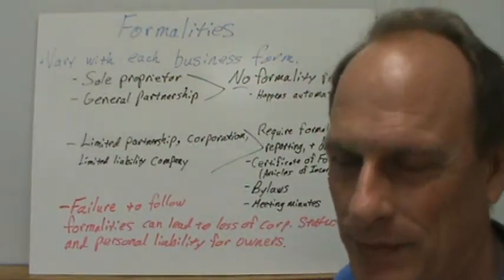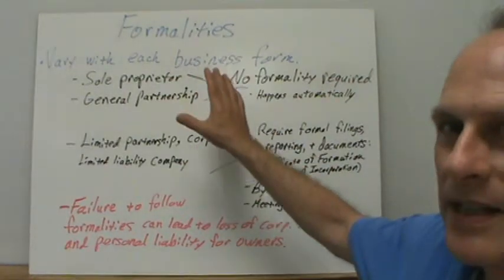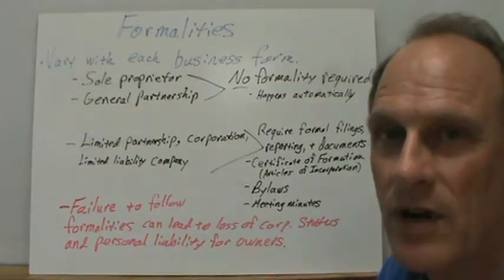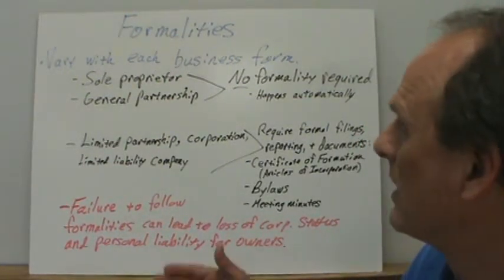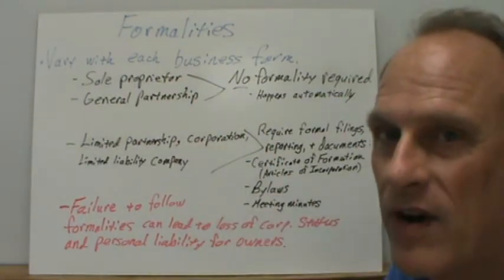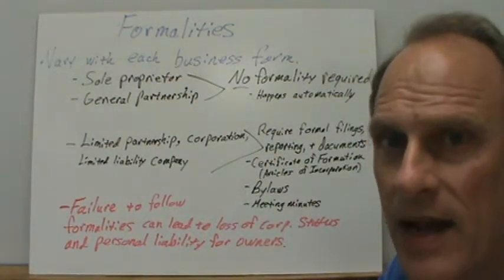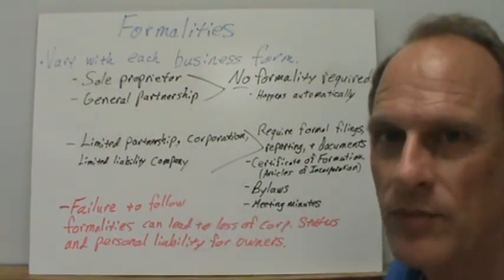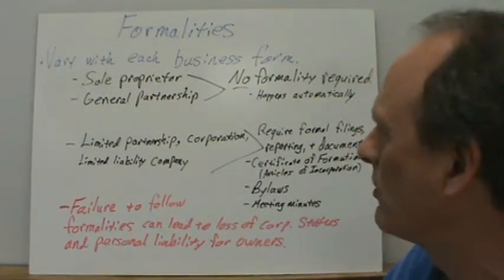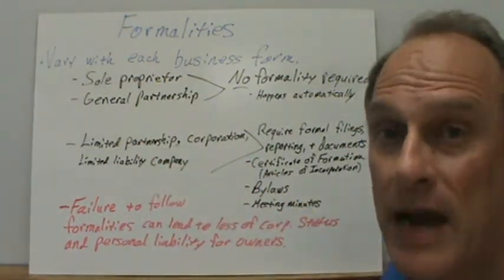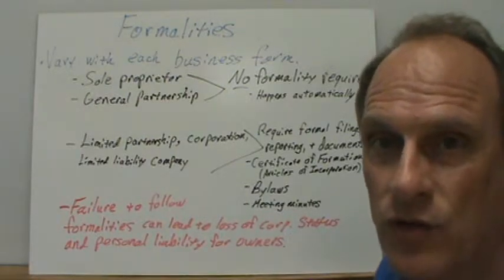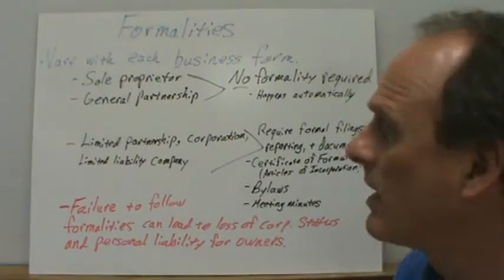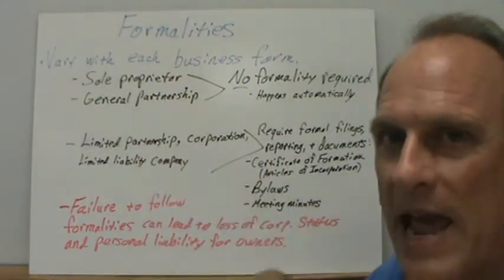Let's look at formalities. Formalities involved with a business form are going to differ from business form to business form. There are going to be some business forms that are very simple on the formality end of it, like sole proprietor or general partnership. These two business forms have no formalities. Sure, with a general partnership, you could perhaps have, and probably should have, a partnership agreement that's signed by all the partners, but it's not required. These two business forms just happen automatically.